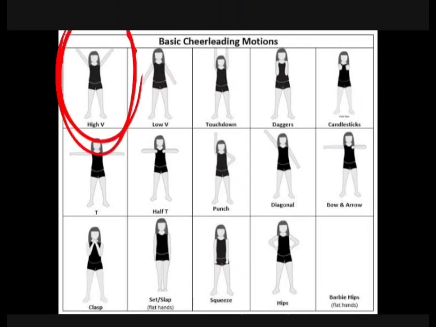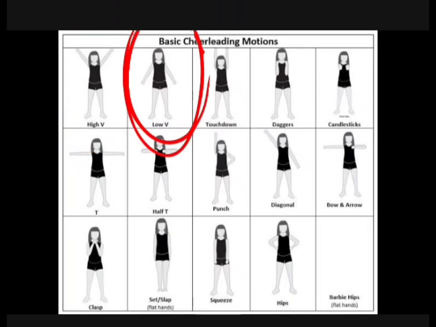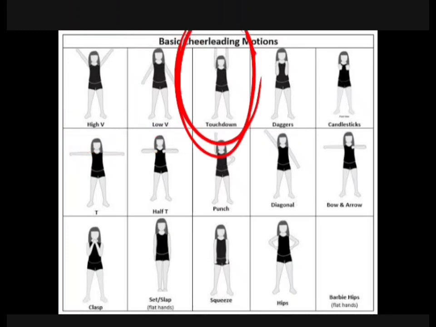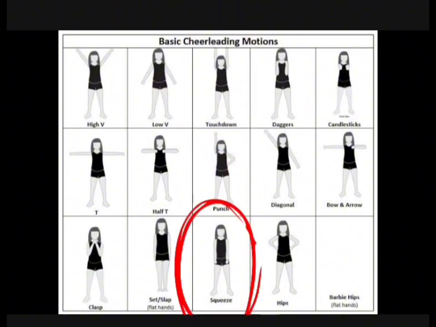For high V, hands extended up forming a V, relax the shoulders. For low V, arms extended down forming a V. For touchdown, arms extended straight and parallel to each other, fists facing in. For squeeze, arms extended straight down and parallel to each other, fists facing in.